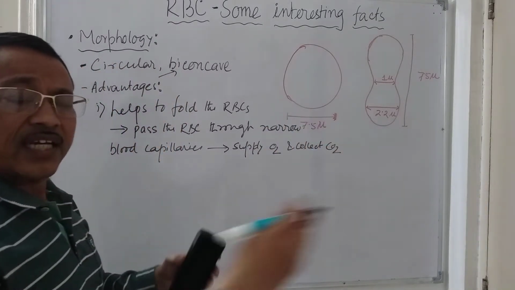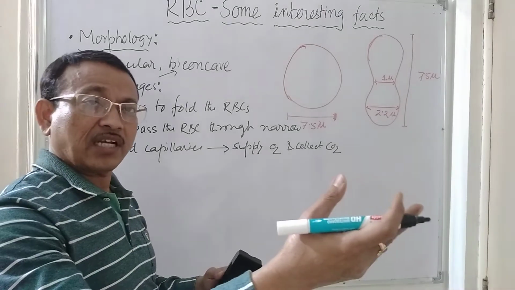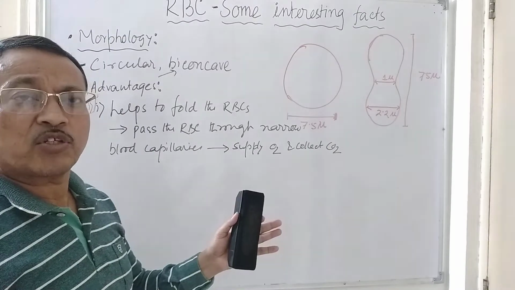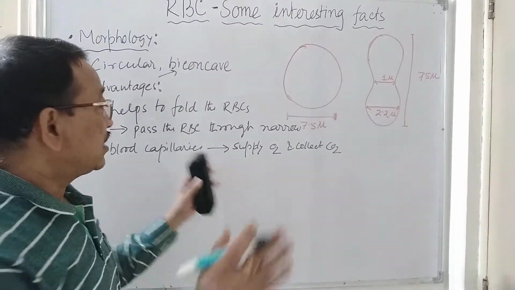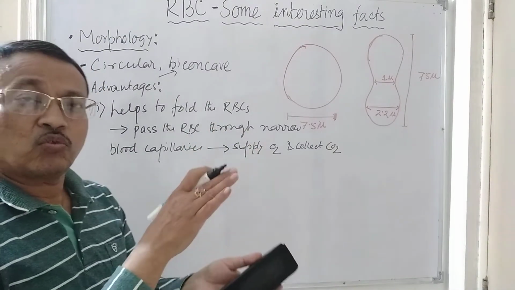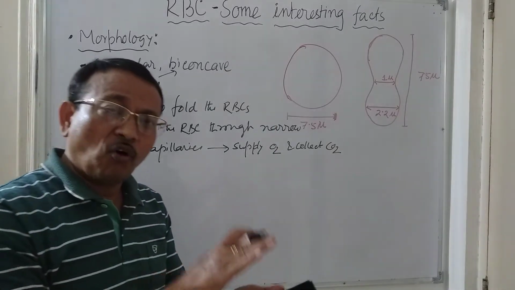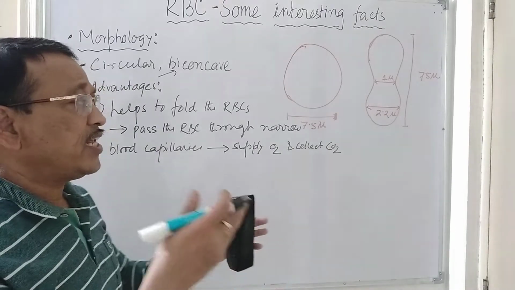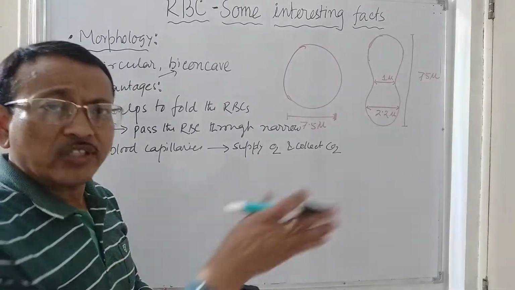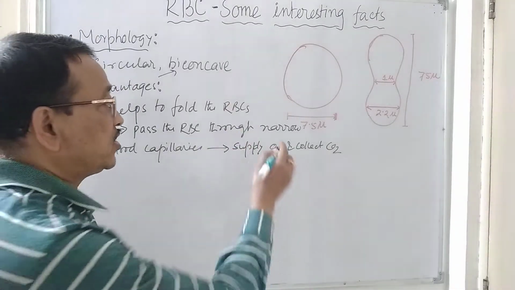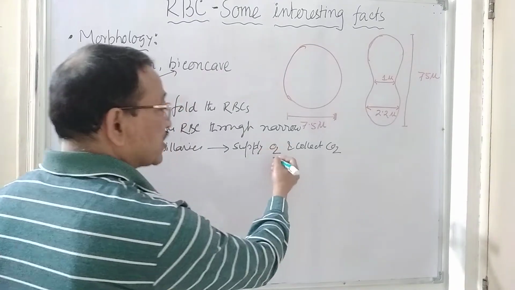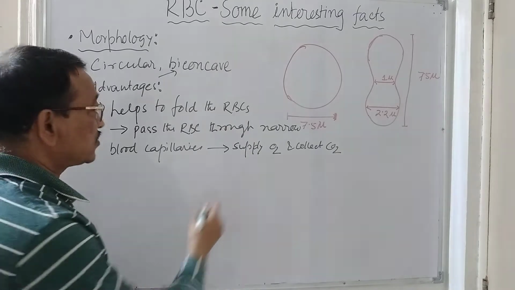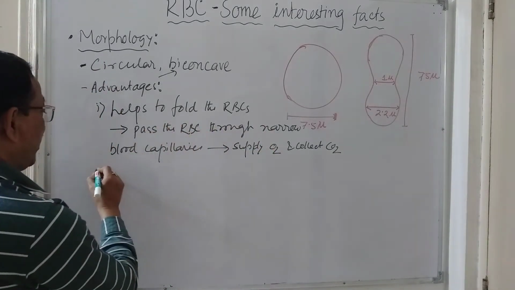To enable collection of the carbon dioxide at the very peripheral part of the tissues, the RBC has to squeeze, to fold. It can fold even twice, and thereby it can squeeze through the narrow blood capillaries to give the blood supply to the most peripheral part of the body. This is the first advantage.